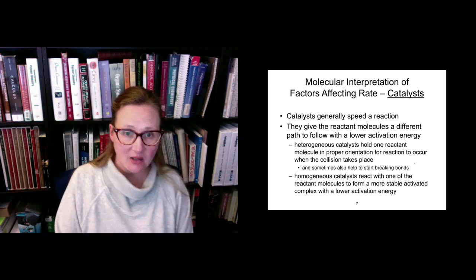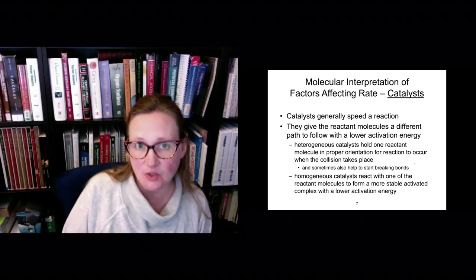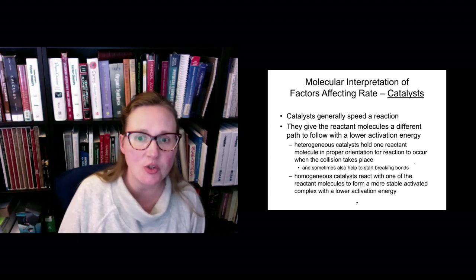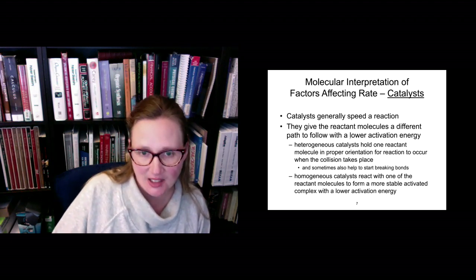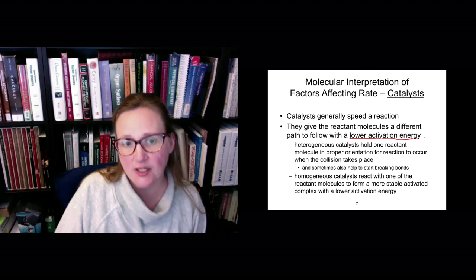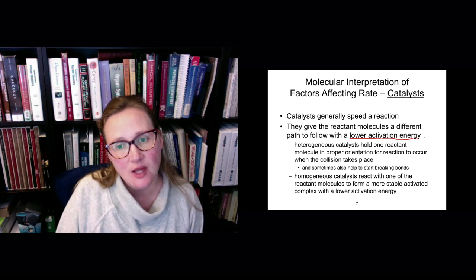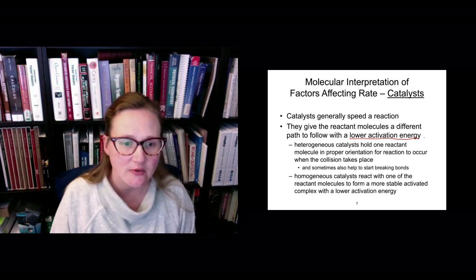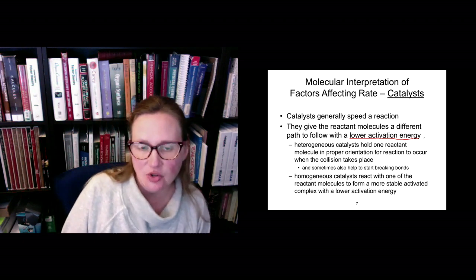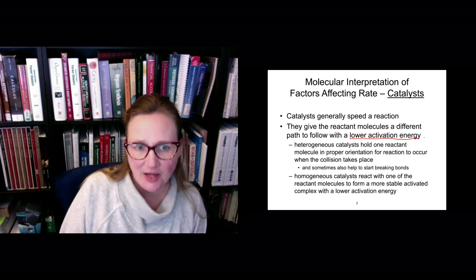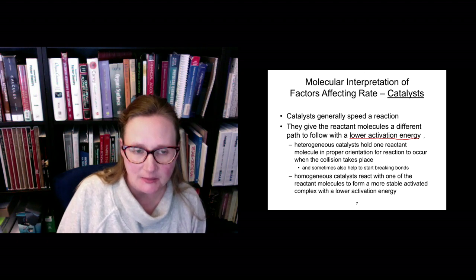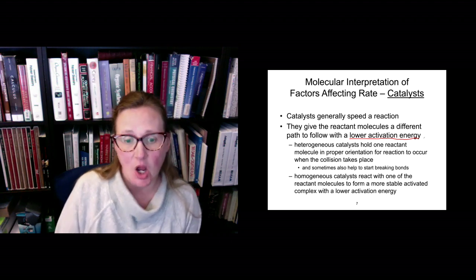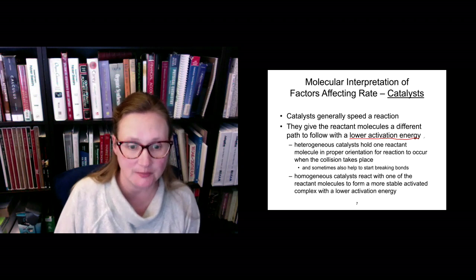All right, so let's talk about catalysts and how they work. Catalysts generally speed up a reaction. There are examples of catalysts that slow down a reaction, but for the most part, they will speed up a reaction, and they do this by lowering the activation energy. A catalyst changes the mechanism of a reaction so that the overall activation energy is lower, therefore speeding up the rate. There are two types of chemical catalysts that we'll talk about, the heterogeneous catalyst and the homogeneous catalyst. Heterogeneous catalysts are when the reactants are in different phases from each other, and homogeneous catalysts are when they are in the same phase, like in solution.